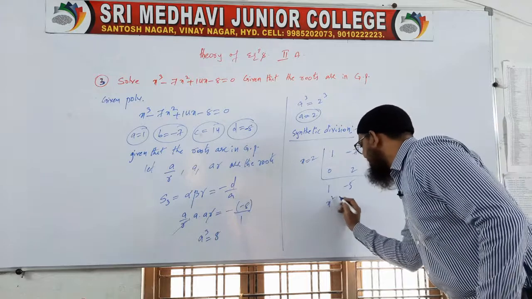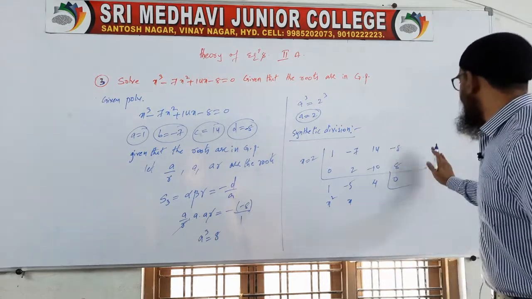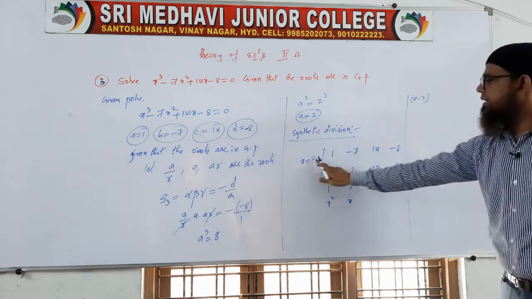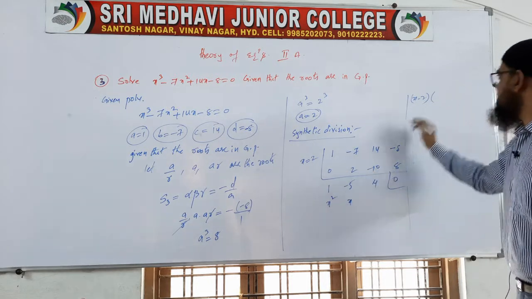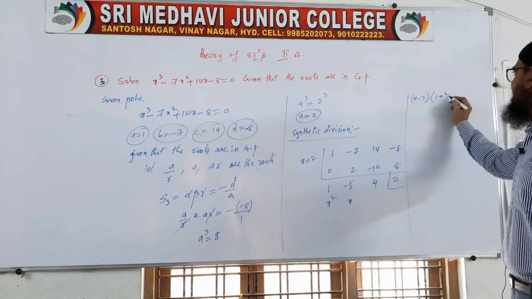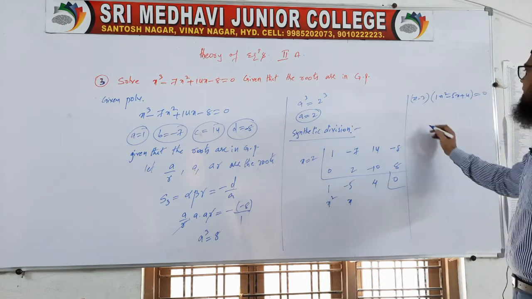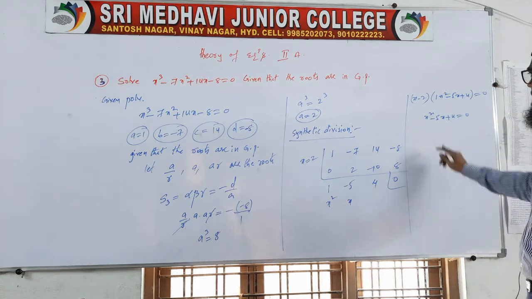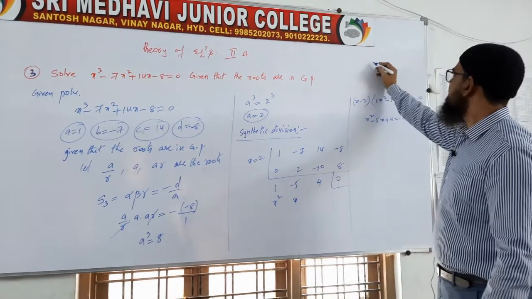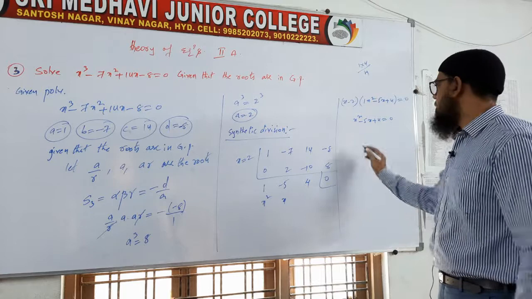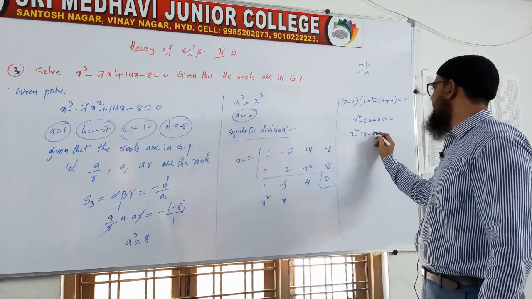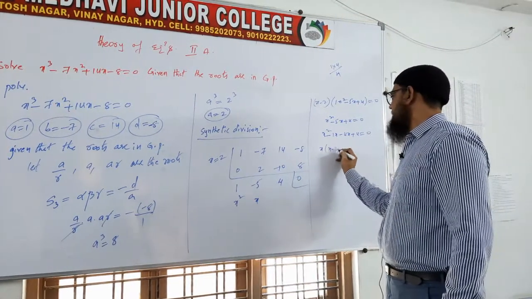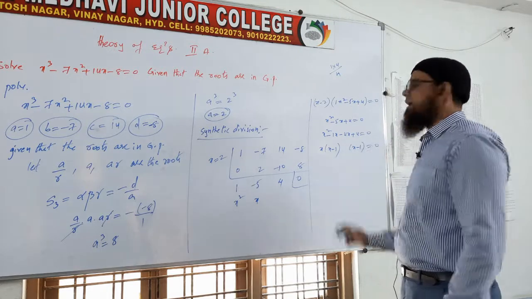The last sum is 0. Under the first number we write x square, then x, and this is the constant. How to write it now? x minus 2 into 1 into x square, that is 1x square, minus 5x plus 4 is equal to 0. So x square minus 5x plus 4 is equal to 0. Do the rough work. The first number is 1, the last number is 4. 1 into 4, the answer is 4. How to split the middle term? x square minus 1x minus 4x plus 4 is equal to 0. I am taking x common, you will get x minus 1 within the bracket.